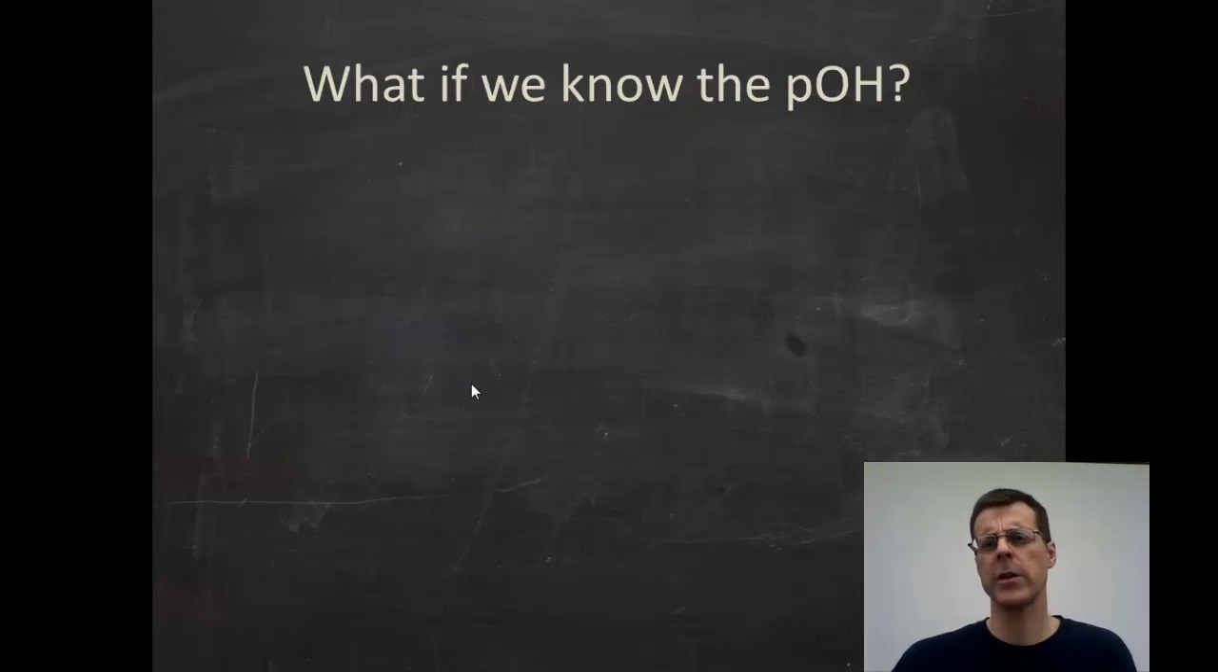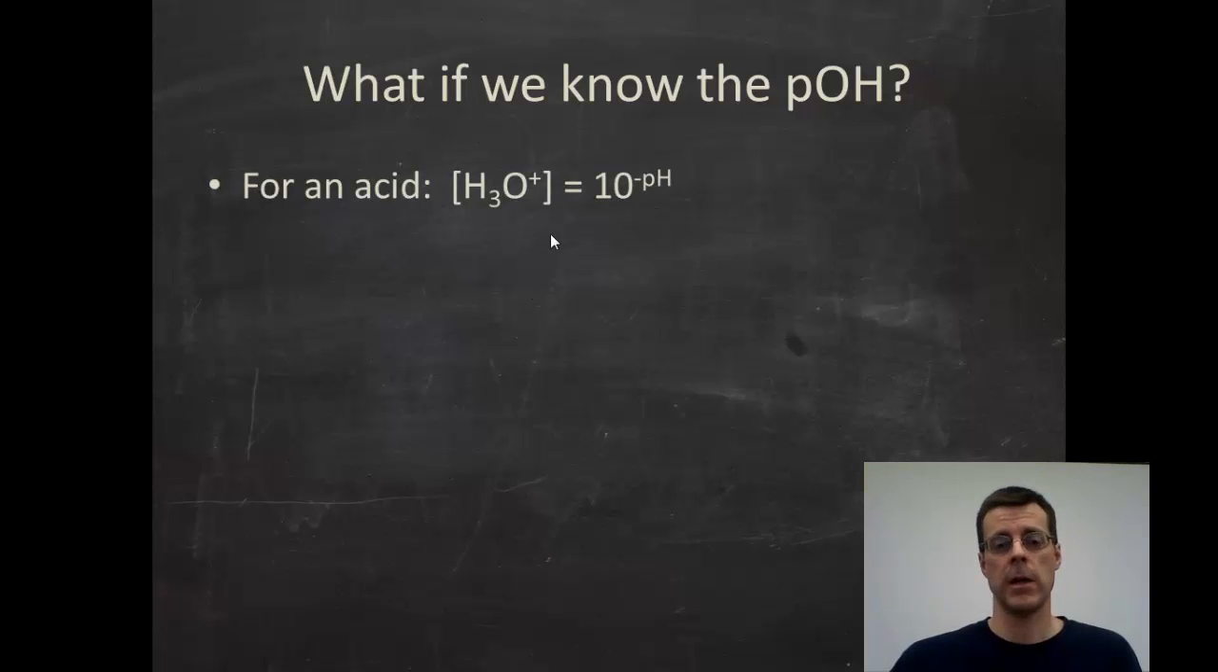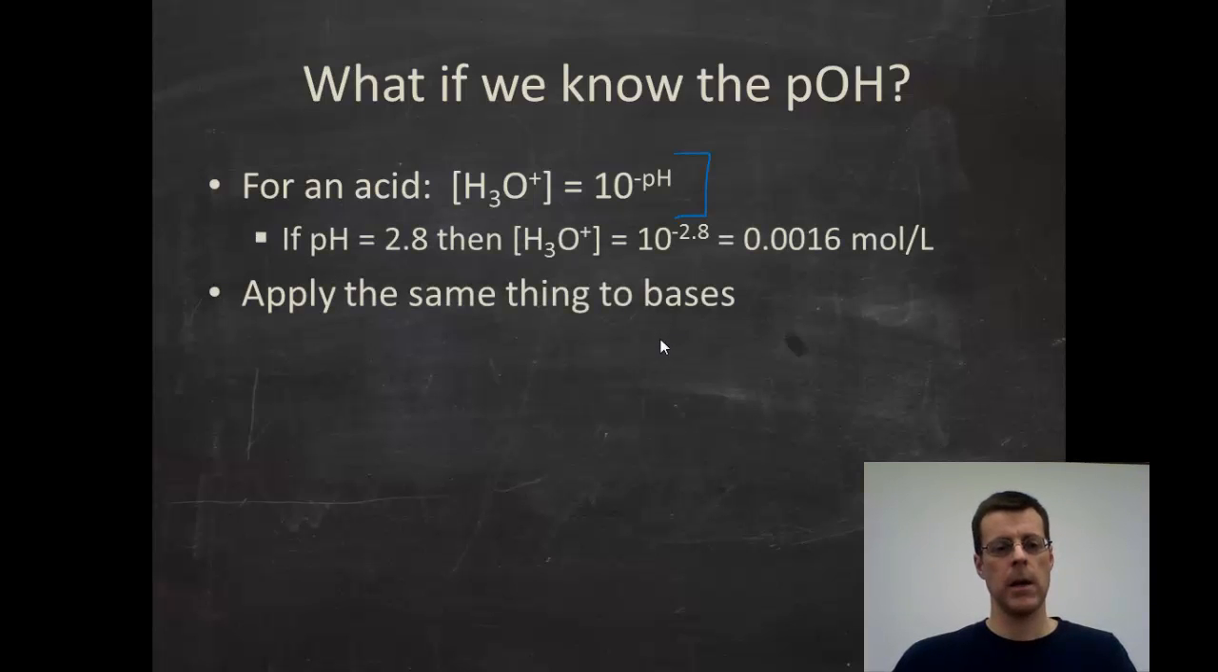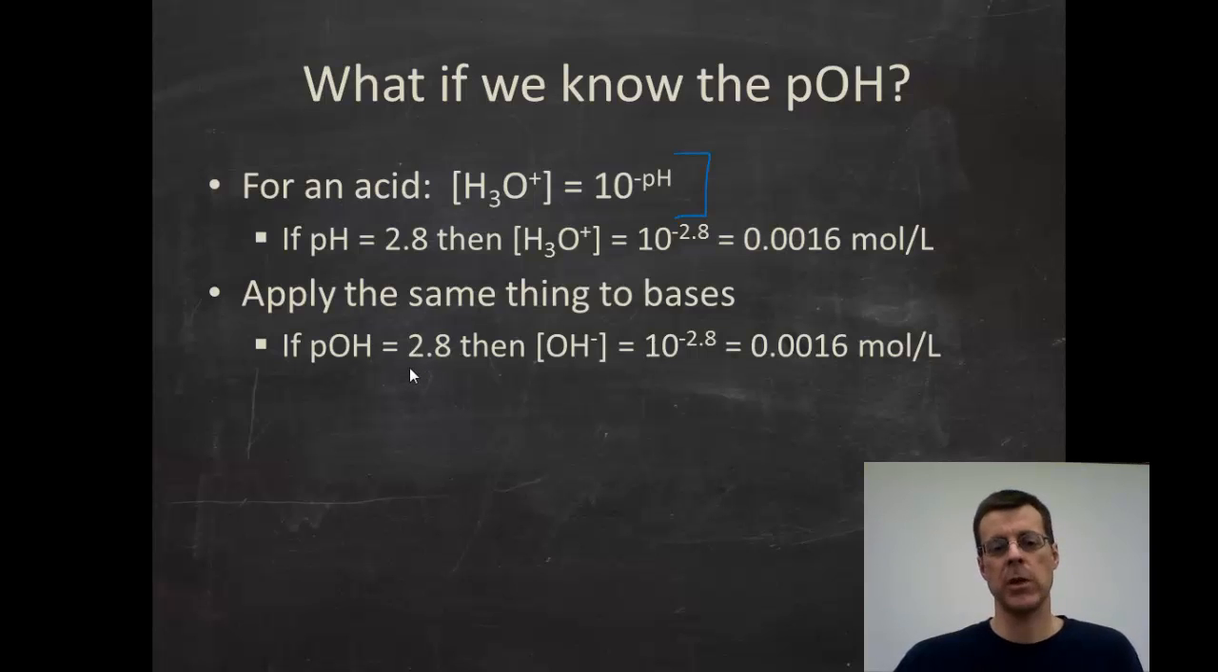All right, well, what if I know the pOH? If I know the pOH, then this was my rule for acids, and I have the same rule for bases. If the pOH is 2.8, then the hydroxide ion concentration is 10 to the negative 2.8, using that number as a negative exponent on 10. And you'll notice the numbers are the same because your calculator doesn't know if it's an acid or a base. You have to.